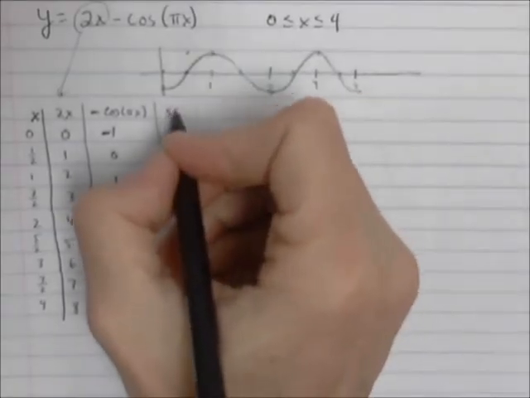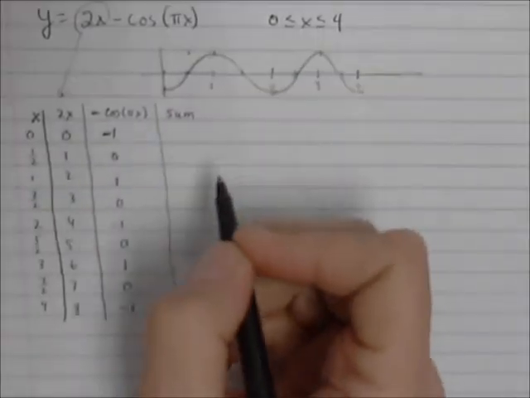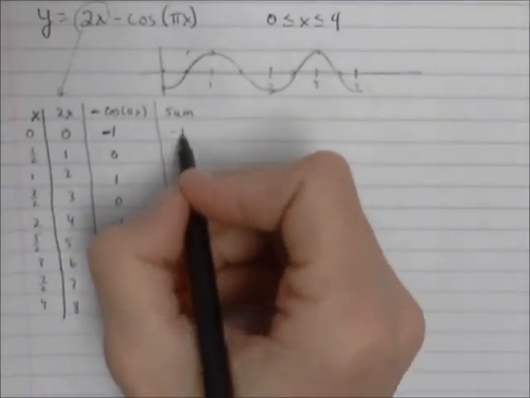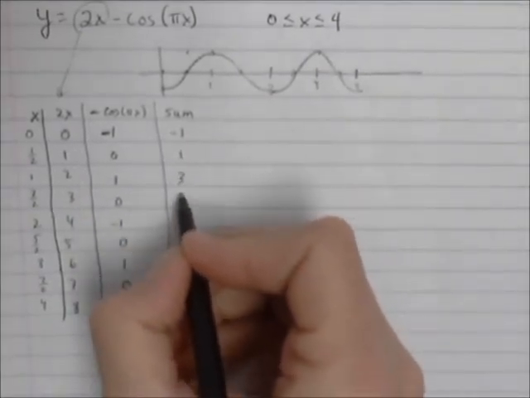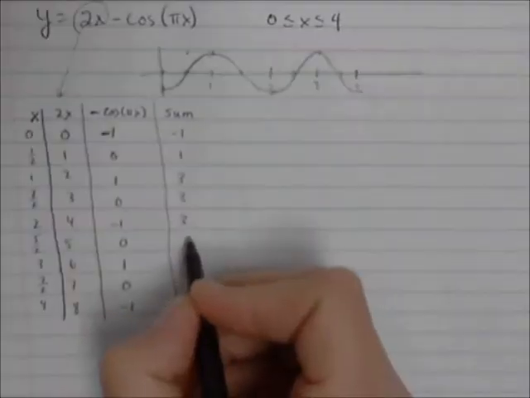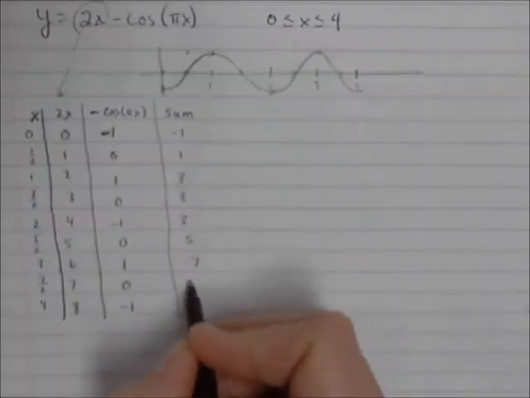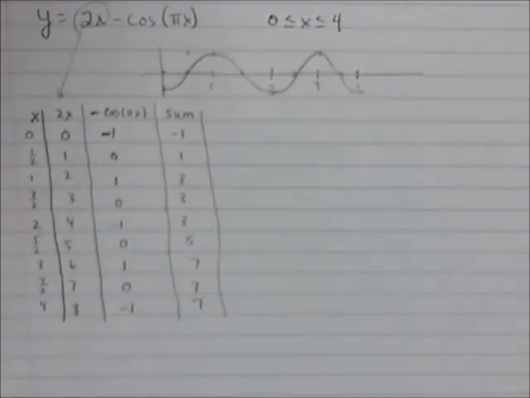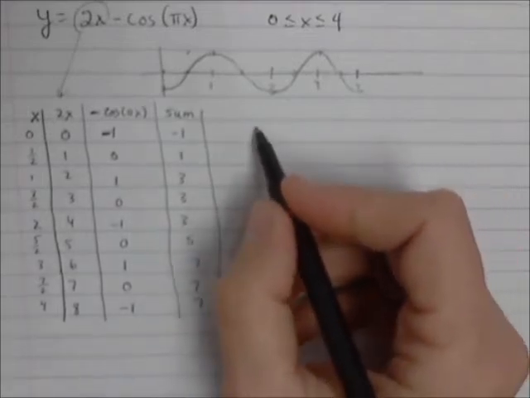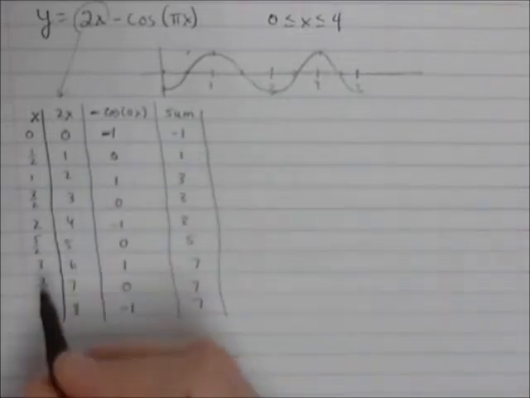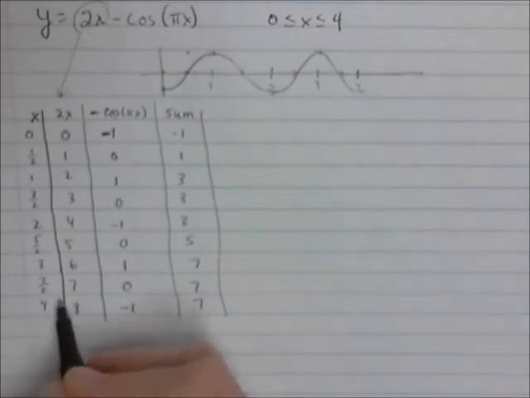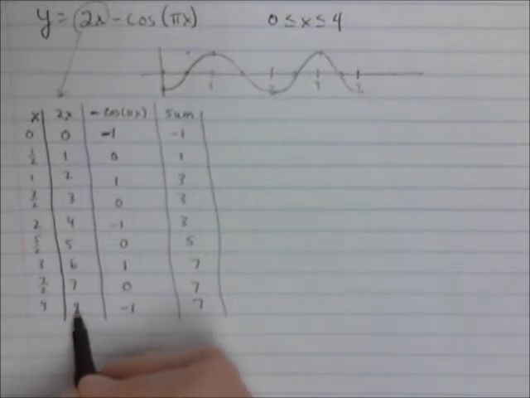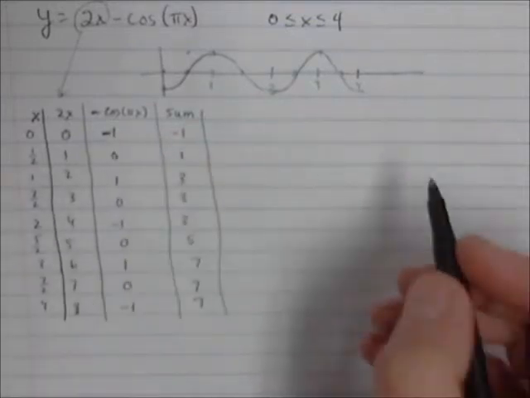So then we're going to sum these two, the last two columns: negative 1, 1, 3, 3, 3, 5, 7, 7, 7. Looks kind of weird, those numbers. We'll see what this graph looks like in the end. Our final point on this y equals 2x graph is 4, 8. So I want to go up to 8 on my y-axis, and negative 1 is the lowest value.